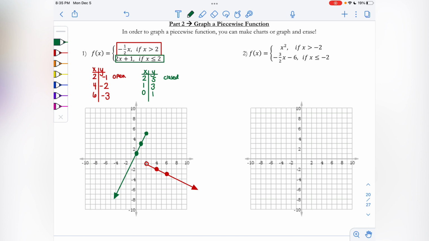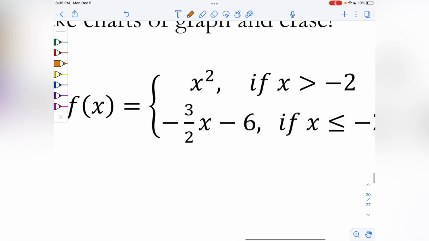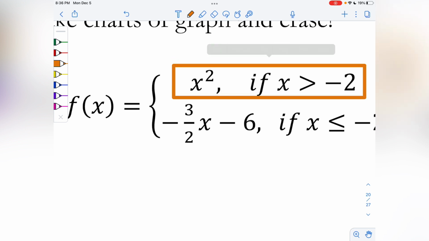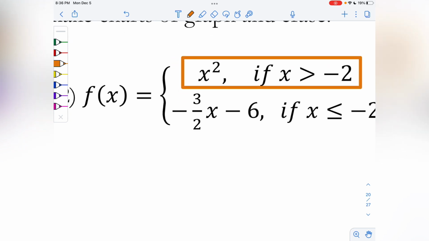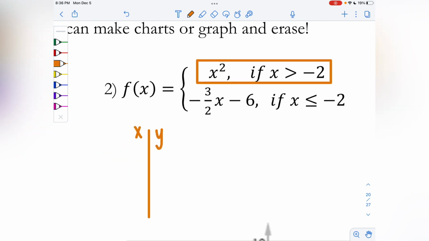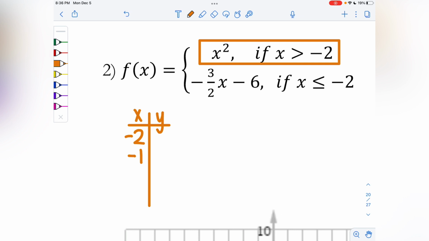This one's going to have a nonlinear part to it. So for example 2, let's go orange for this part. This is the equation x squared, if x is greater than -2. So I am going to make my xy chart. I have to start with the number -2. And this is a quadratic, so I don't want to just pick 2 or 3 points like with a linear. I am going to want to pick a bunch. So I am picking numbers greater than -2. So -2, -1, 0, 1, and 2. All of these numbers are greater than the number -2.